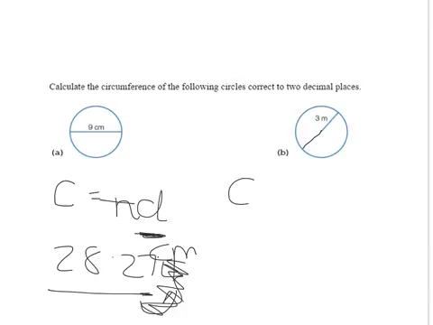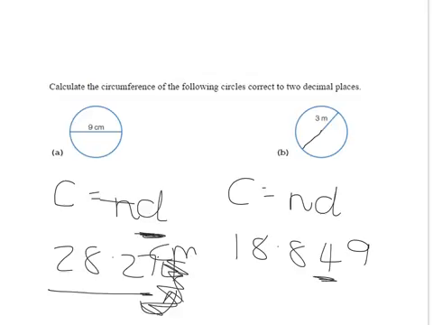So circumference is equal to pi times the diameter. So we go in our calculator. Pi times, what is the diameter? The diameter is 6. And it gives you 18.849, and it carries on.